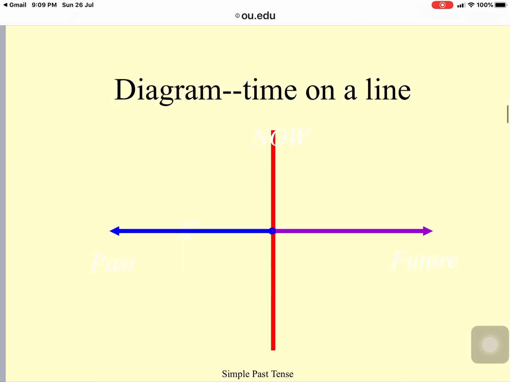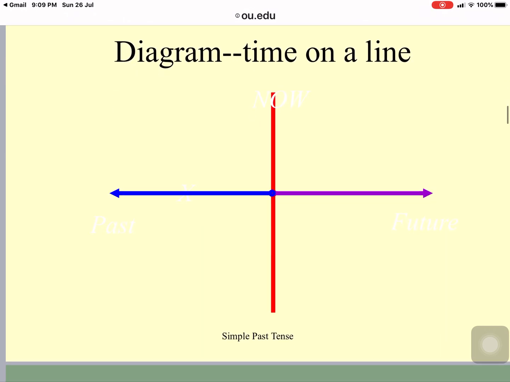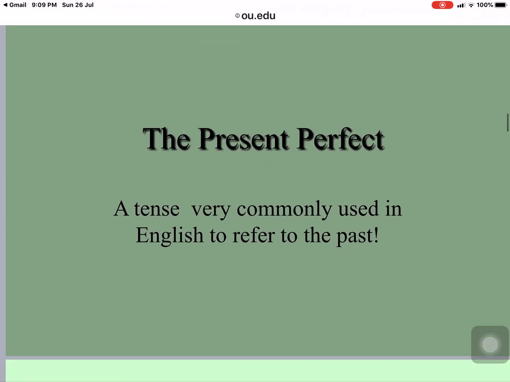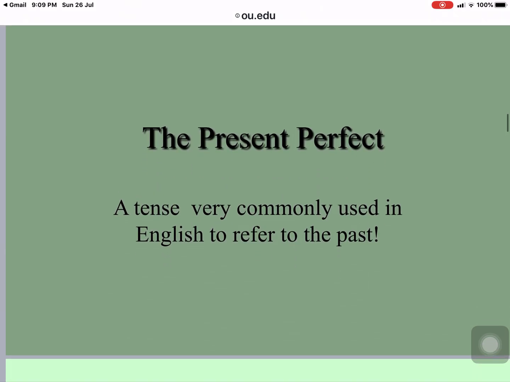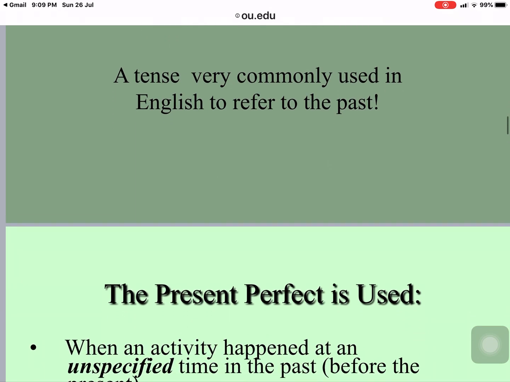This is a diagram on a line. See, the present perfect, a tense very commonly used in English to refer to the past. Okay, the present perfect is a tense very commonly used in English to refer to the past.